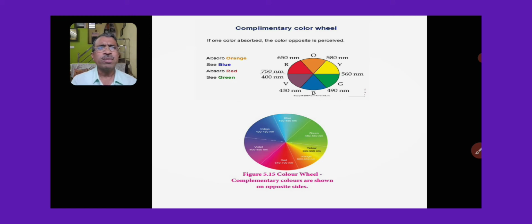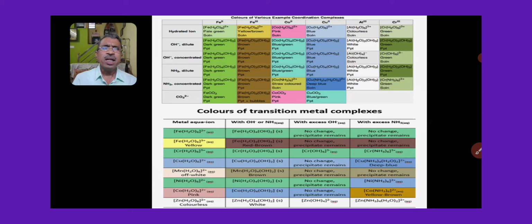Here I have shown once again the same color wheel, the same as what I have said. So if a compound absorbs violet color, then that complex looks yellow color. If it absorbs green color, the complex looks red color, and so on. Here in this table, I have shown the various complex compounds and which color they exhibit. So these are the list of the complex compounds exhibiting the colors.